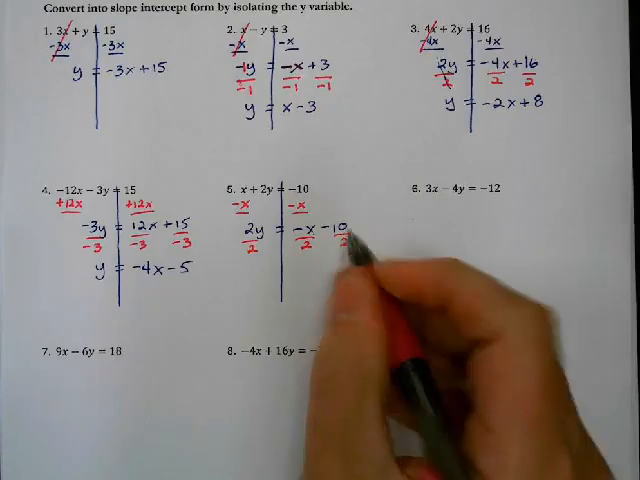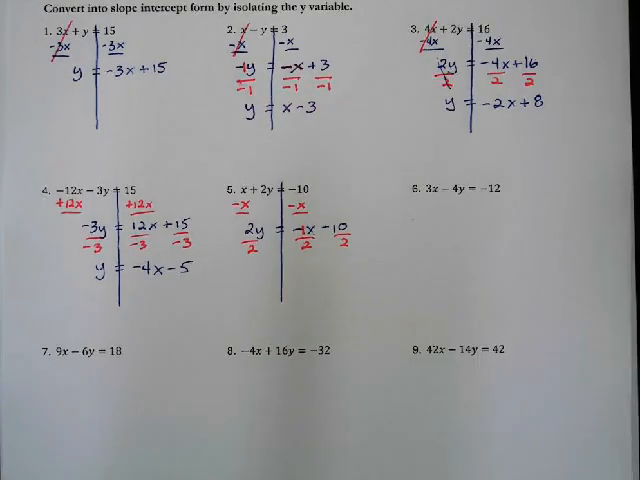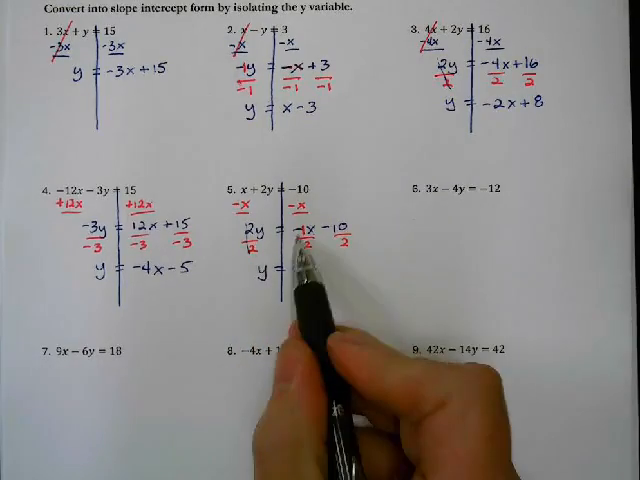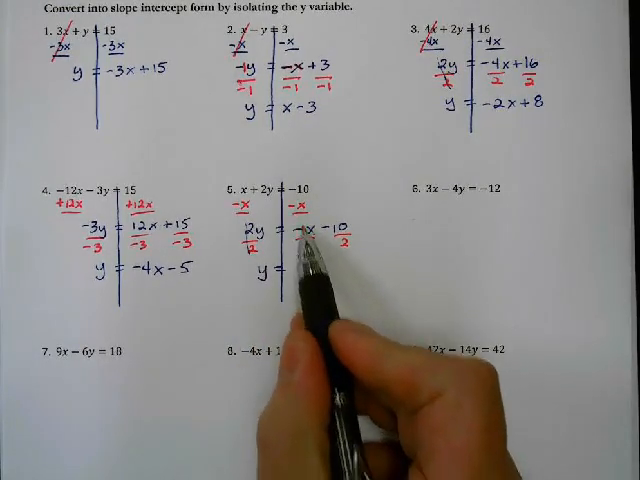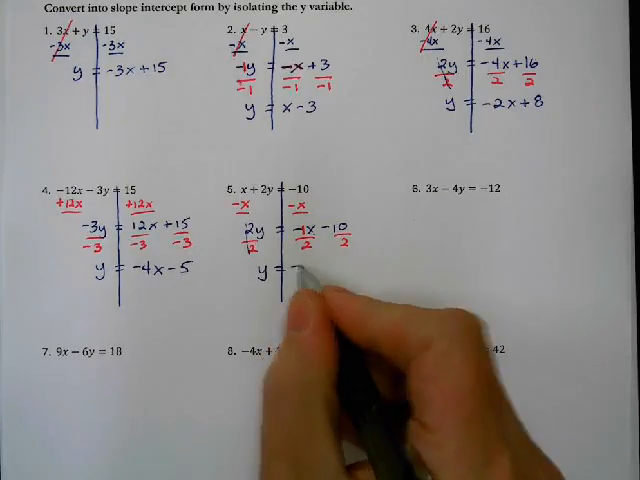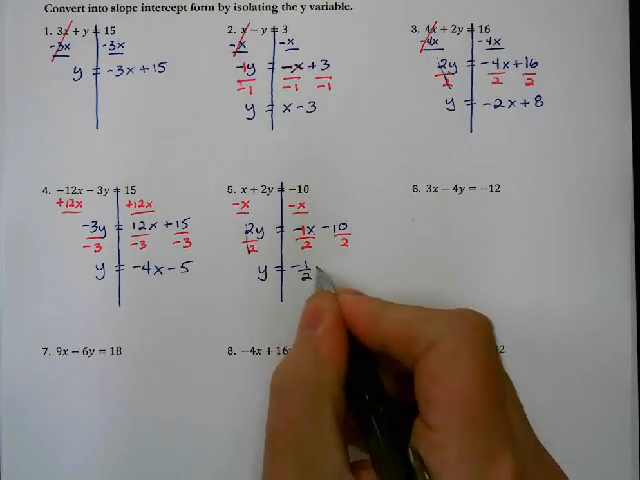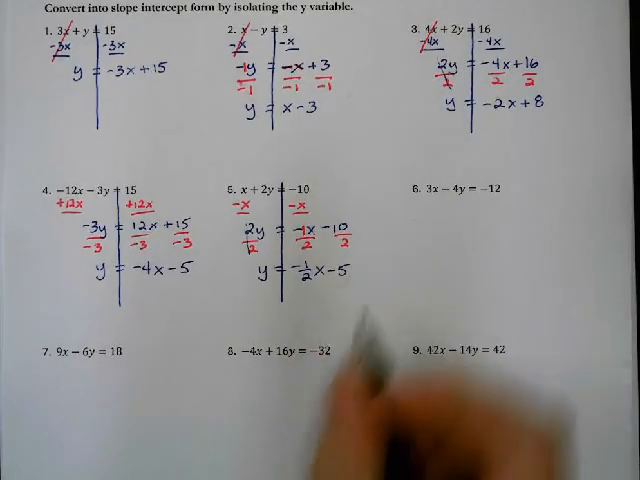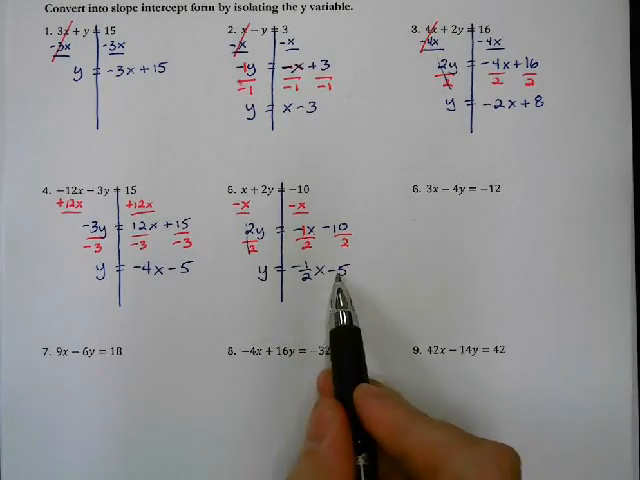Remember, this was -1x. So these reduce. I get y equals. This does not reduce. It's 1 over 2. So I just get -1 over 2x. -10 divided by 2 is -5. So my slope is -1/2. My y-intercept is -5.